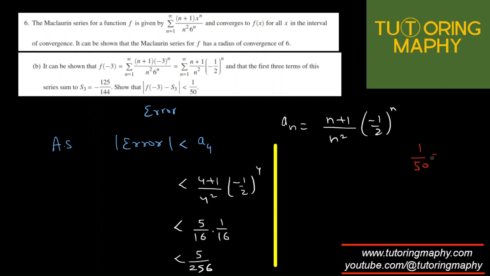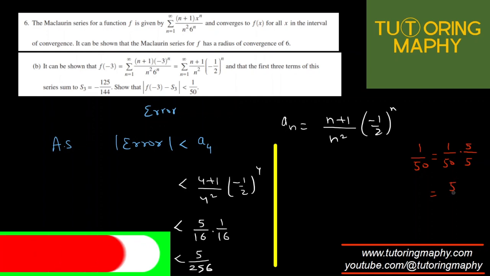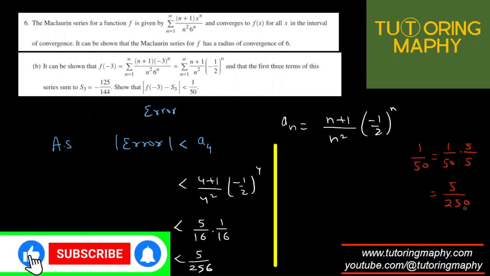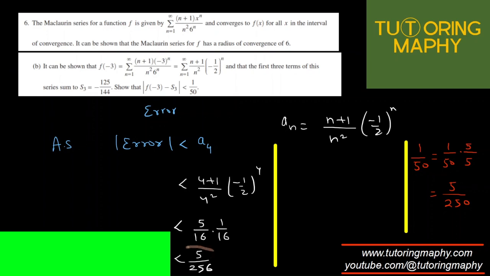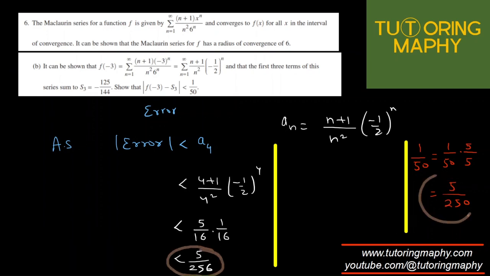Can I multiply by 5 and divide by 5 here? That's allowed, right? Mathematically, I can multiply by 5 and divide by 5. So this is 5 over 250, as good as 5 over 250. And guys, if you can tell me, how will you compare 5 over 256 and 5 over 250?